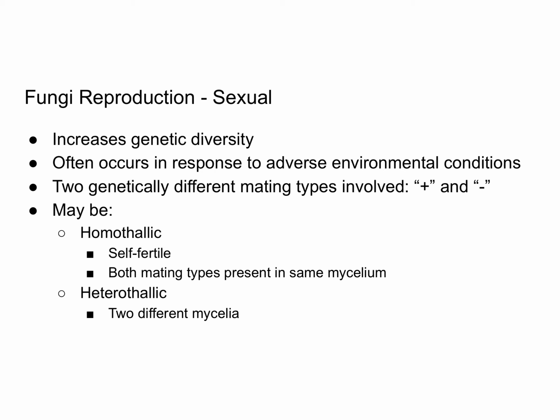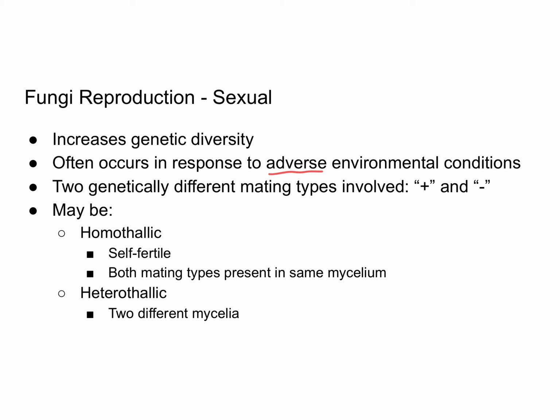Some fungi also reproduce sexually, and one benefit of this is that it helps to increase genetic diversity, and we'll talk about why that's important a little bit later on another slide. So we mentioned alternation of generations, and if the environment is changing or there are adverse environmental conditions, then a fungus that might otherwise reproduce asexually can actually switch to sexual reproduction in order to give their spores a better chance at survival.